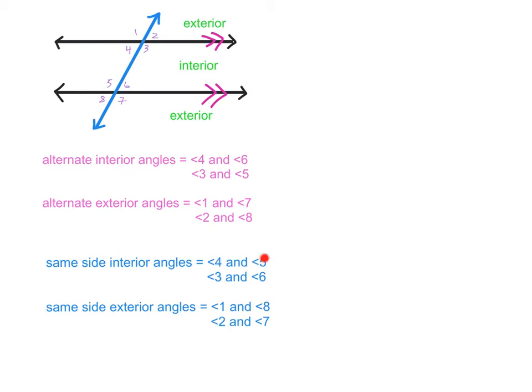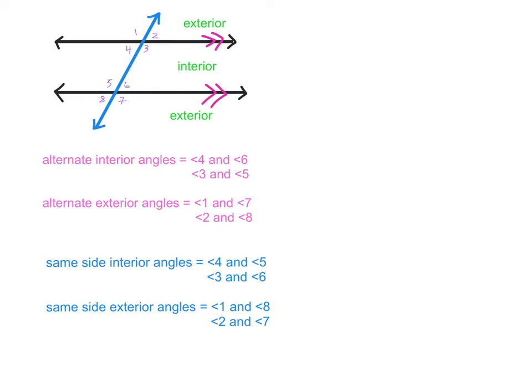So angles 4 and 5, take a look. They are on the same side of the transversal. They are both to the left side, and they are in the interior between my 2 black lines. Okay, the same thing goes for angles 3 and 6. So they are here. They are to the right side of the transversal, and again, they're in the interior between my 2 parallel lines.